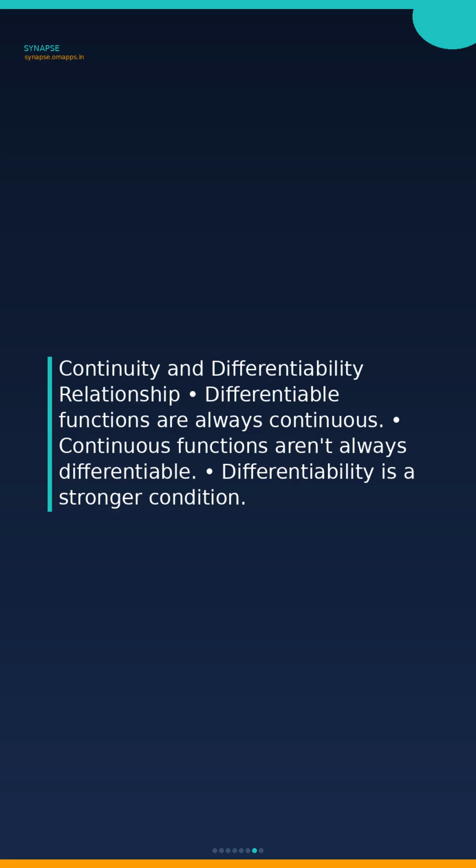Continuity and differentiability are used extensively in physics. For example, in mechanics, the position of an object is a continuous function of time. The velocity, which is the derivative of position, represents the instantaneous speed of the object. Understanding these concepts helps us predict the motion of objects.